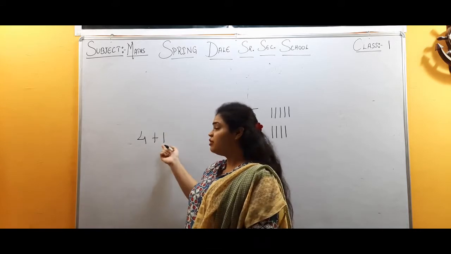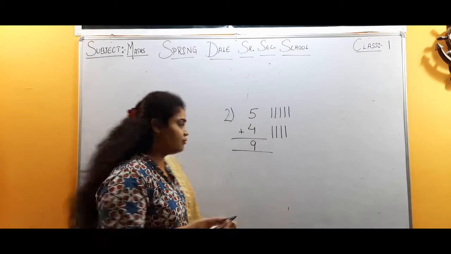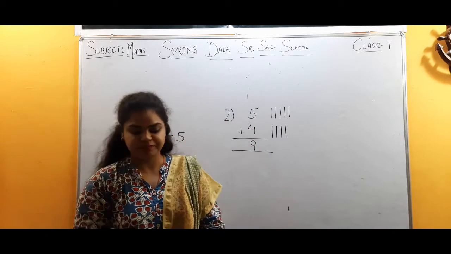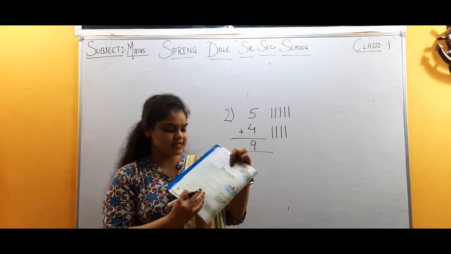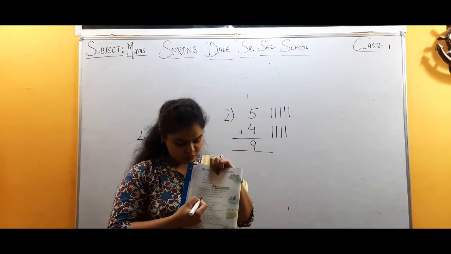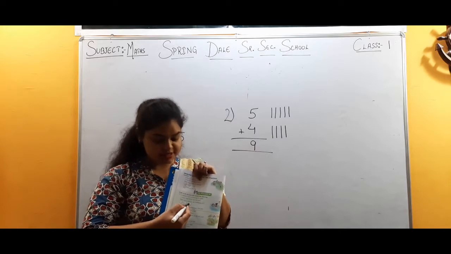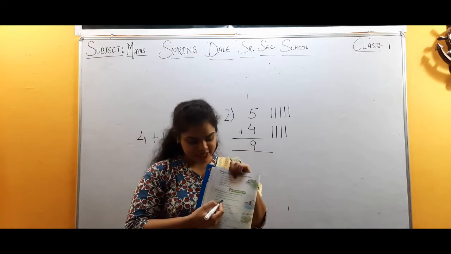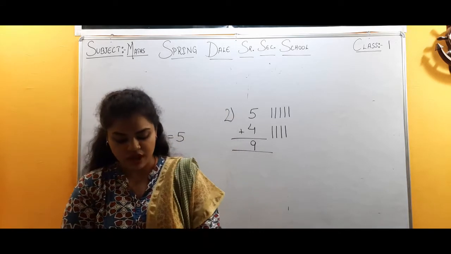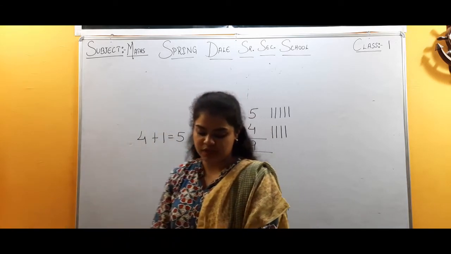Then what is the number we get? That is 5. So here we will write 5. In your textbook, look at page number 26, question number 1. Here you have to write 4, then you have to write 1 here, and then the sum of both the numbers, that is 5. And in the next line, you have to write 5 children are swimming in the pool.